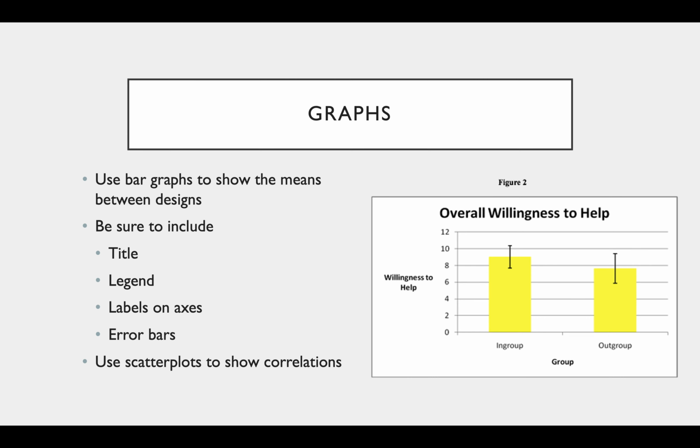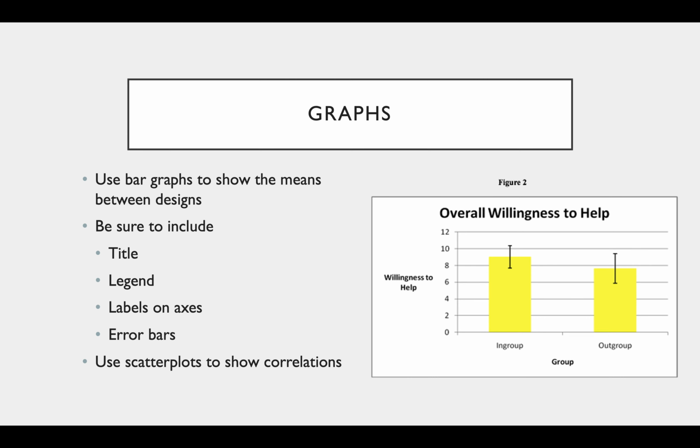Okay, so for graphs, generally you want to use bar graphs, which is what this one is here, to show any sort of difference between means. So if you have two groups or two conditions, a bar graph would be the one you want to use. And if you have a correlation, you typically want to use a scatter plot. Again, explanations for how to make both of those are on Husky CT under the writing resources, the how to create graphs in Excel file.